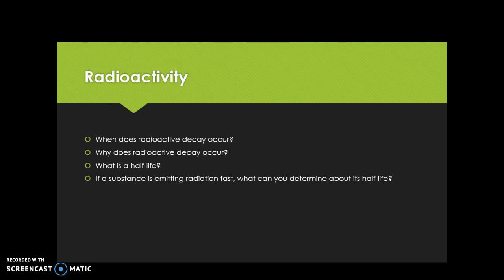When does radioactive decay occur? Why does radioactive decay occur? What is half-life? If a substance is emitting radiation fast, what can you determine about its half-life?